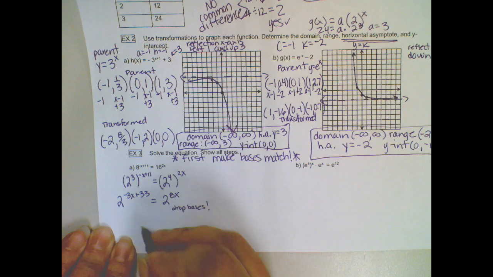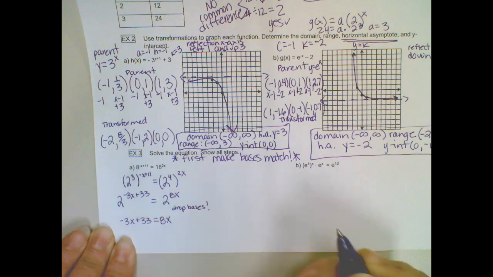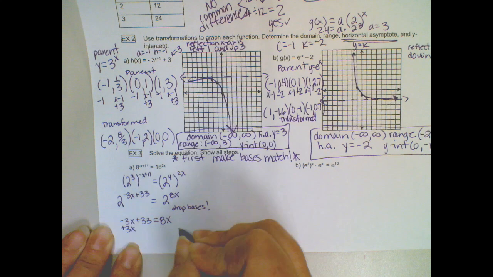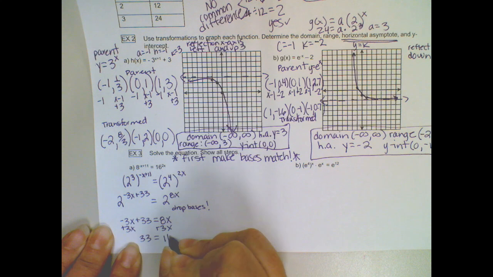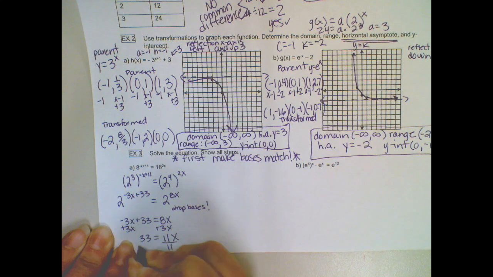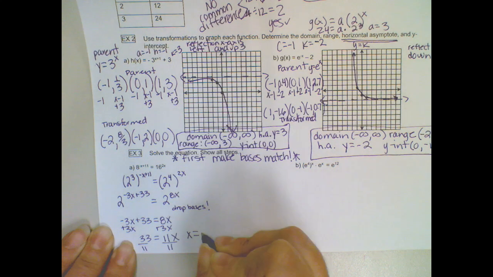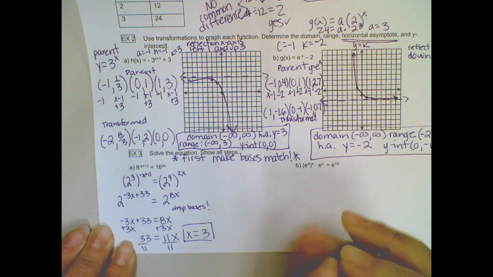Set the exponents equal. So negative 3x plus 33 equals 8x. And now we're going to solve. So add 3x to both sides. 33 equals 11x. Divide by 11, and x equals 3 is our solution.